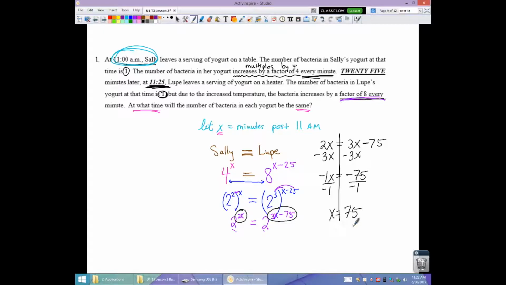Now, what does that tell us? Positive 75. Well, if we go back to our let statement, that means it has been 75 minutes past 11 o'clock. Well, what time is that? The question actually says at what time. So 75 minutes past 11. Well, 60 minutes past 11 would be noon. Another 15 minutes makes it 12:15 p.m.